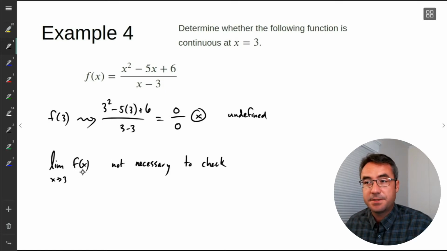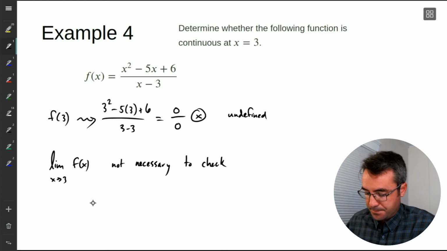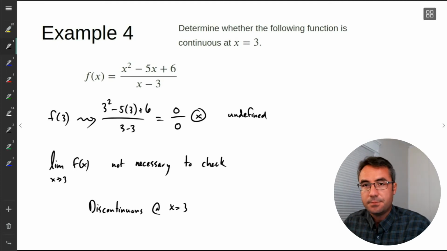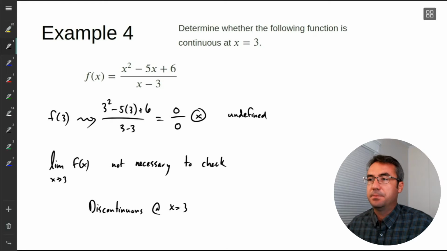It'd be good practice, though. The limit does actually exist, so it'd be good practice to go through 0 over 0. We can deal with that in terms of a limit. So the limit actually does exist, but our function value does not. So there's a hole in the graph, and our function is discontinuous at x equals 3. All right, let's try another one.